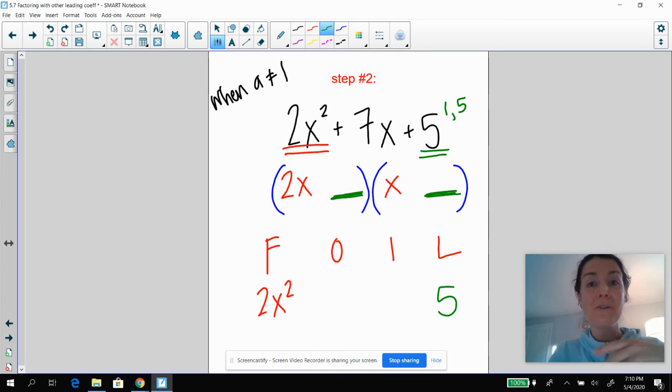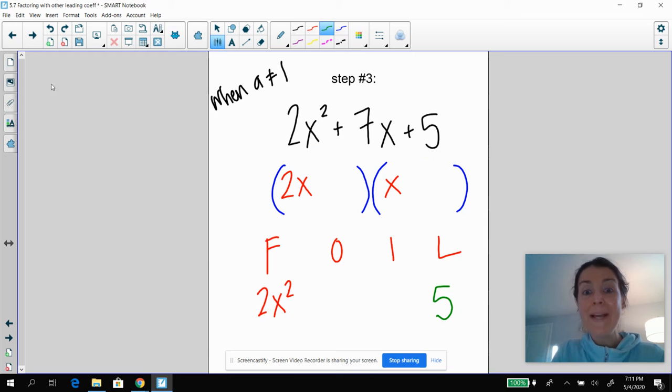Now, if it were a 6 or a 12, or God forbid, like a 24, we'd have a lot of numbers that we could possibly put in there. But for right now, we're just going to deal with a 1 and a 5. So there's our second step. And now our third step is actually determining where those 1s and 5s go. So let's do this out.